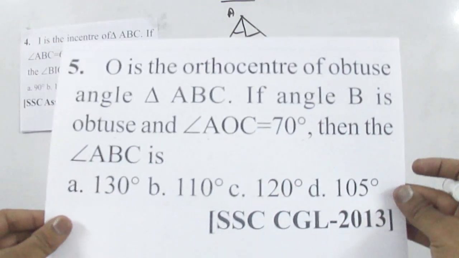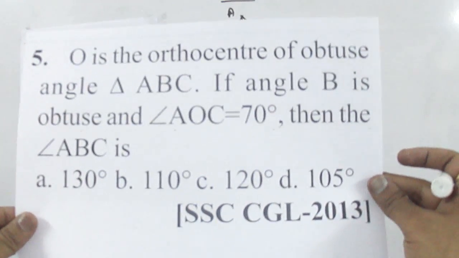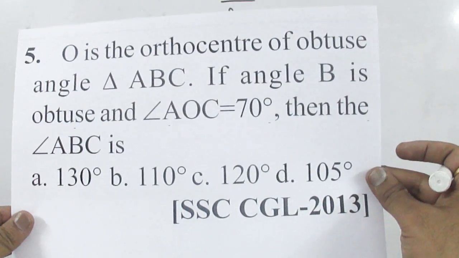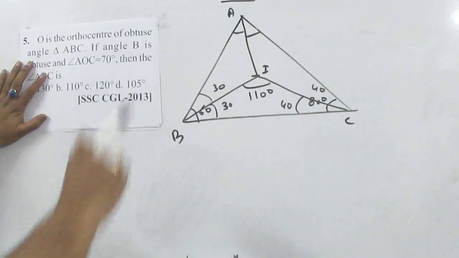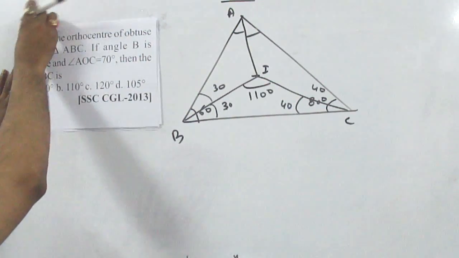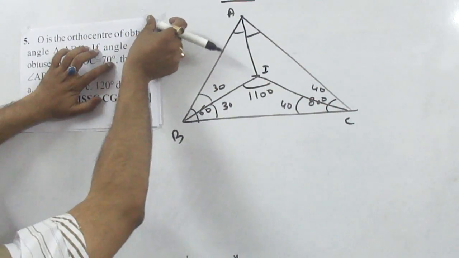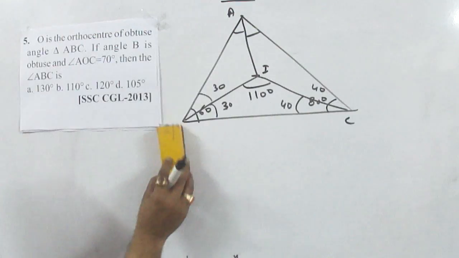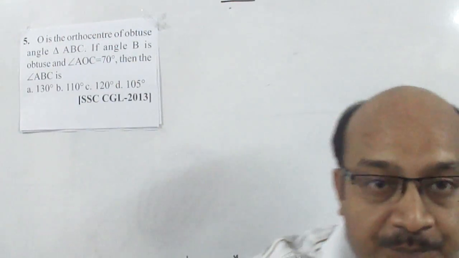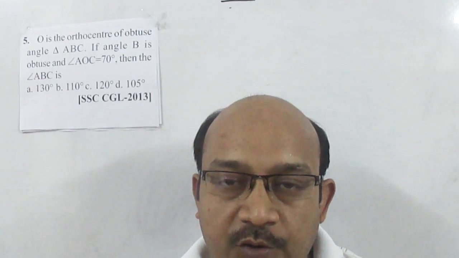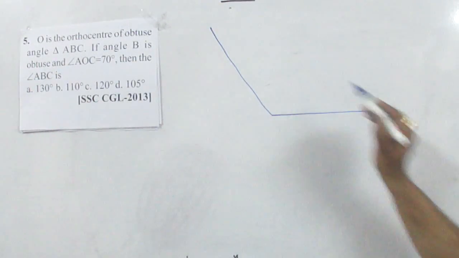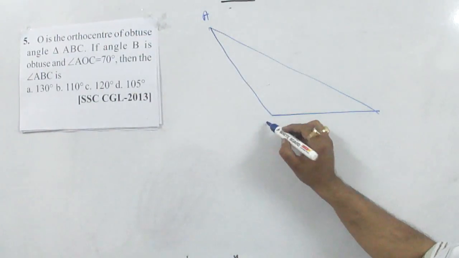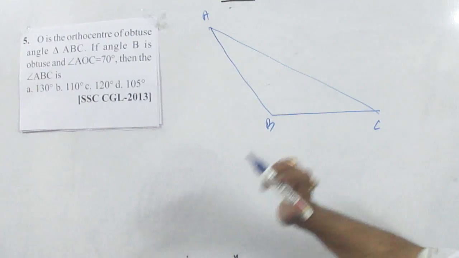See the last question. O is the orthocenter of obtuse angle triangle ABC. If angle B is obtuse and angle AOC is 70, then find angle ABC. It is a very good question, asked in SSC 2013. See the solution. Friends, as I discussed, in case of an obtuse angle triangle, the orthocenter is always outside of the triangle. Let this be the triangle, this is A, this is B, and it is given that angle B is obtuse.